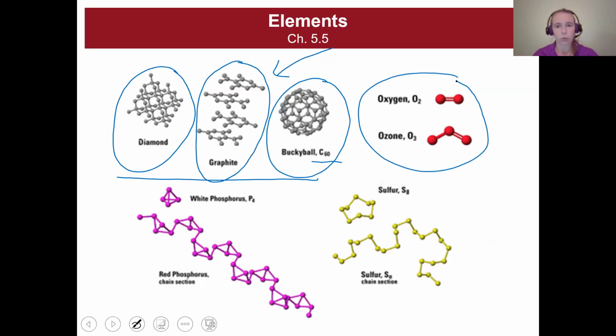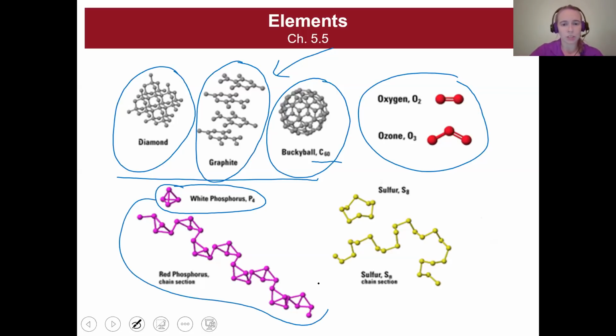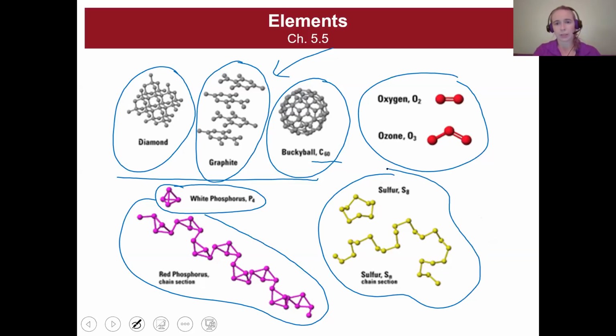Oxygen gas and ozone are two allotropes of oxygen. White phosphorus, we talked about a little bit, was phosphorus 4, so P4, but there's also red phosphorus, and red phosphorus is found in this really weird chain structure. So those are two allotropes of phosphorus. And sulfur can also be found as this 8-membered ring, so S8, or we can find really long chains of sulfur as well, and those are different allotropes of sulfur.